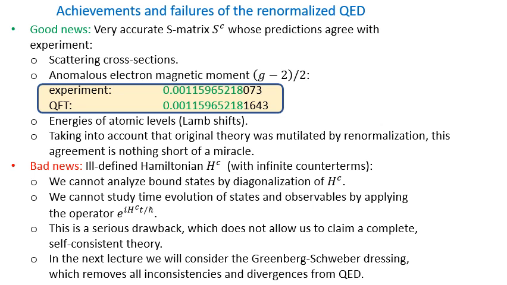In the next lecture, we will see that there is a method which is called dressing that will permit us to obtain a well-defined finite Hamiltonian of QED and remove all divergences from the theory.